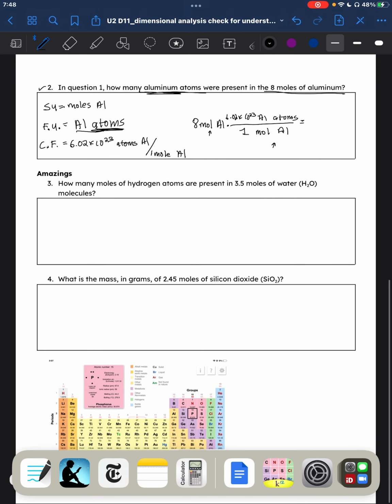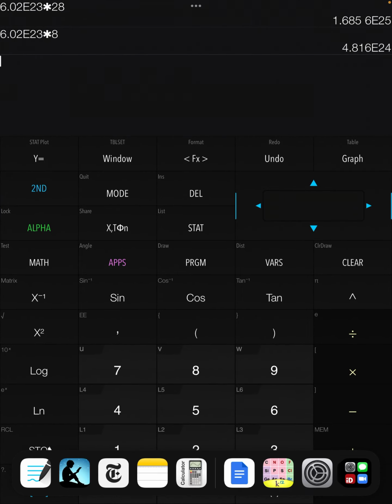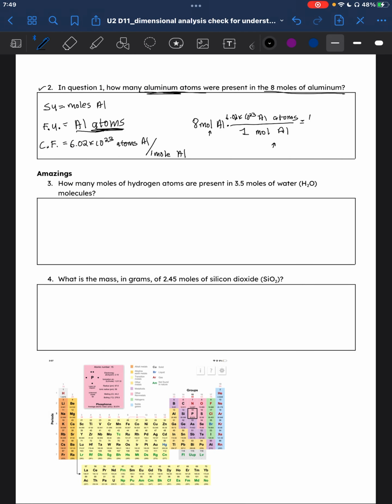Equals, and I'm going to need to put this into my calculator. So in my calculator, 6.02 second E23 times 8 gives me 4.816 E24, which I write as 4.816 times 10 to the power of 24 aluminum atoms. I don't put the E from my calculator into my answer. I write it in scientific notation. All right, so that gets through our must-haves. Let's look at our 2 amazings.